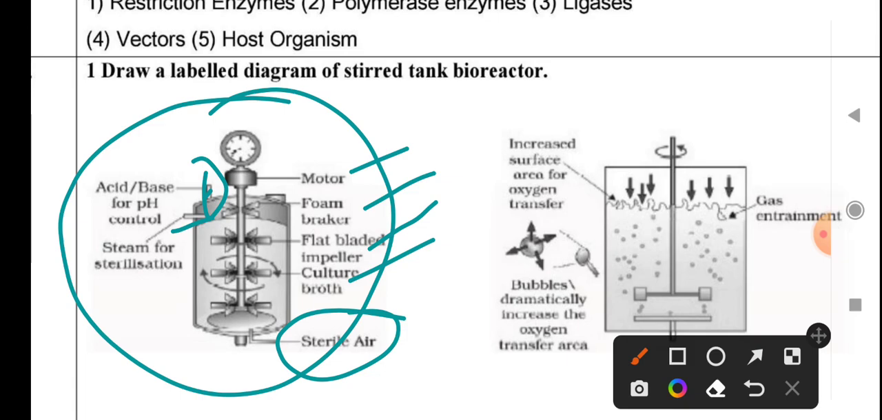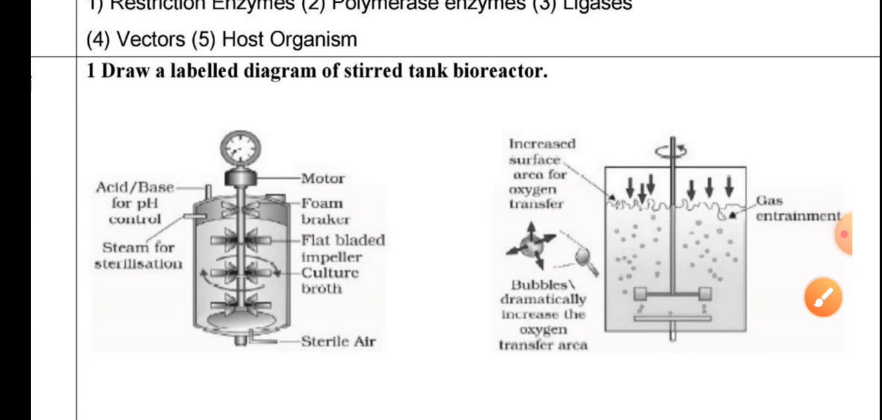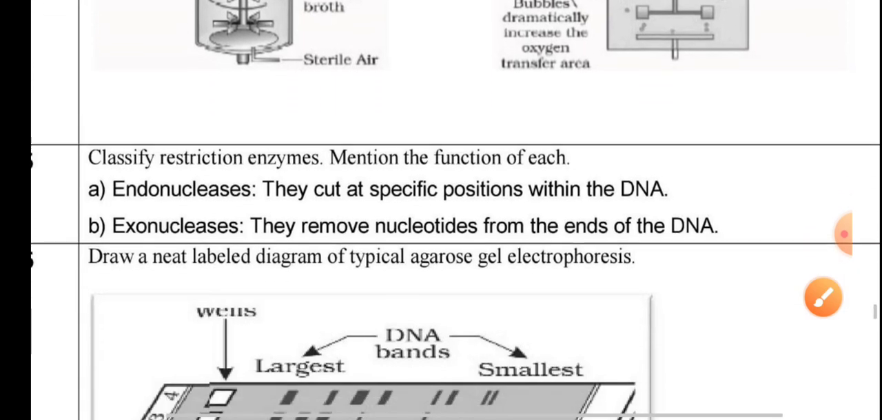We process from the bottom. Then gas entrainment increases the surface area for oxygen transfer, where the bubbles dramatically increase the oxygen transfer area inside the tank. Okay, this is the diagram of a stirred tank bioreactor.